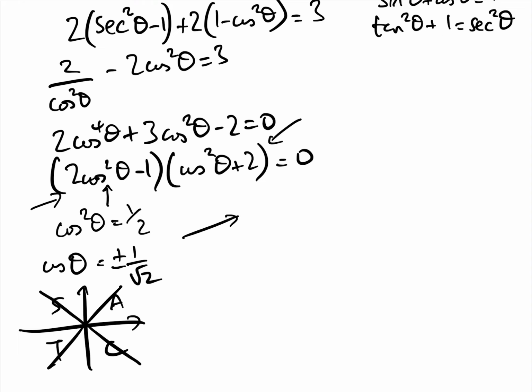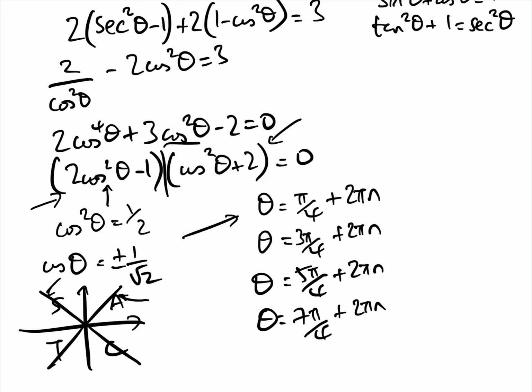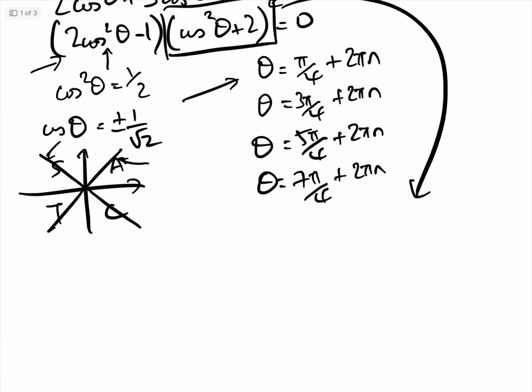and therefore our real solutions are theta is pi over 4 add 2 pi n, where obviously 2 pi n is going round the full circle, or 3 pi over 4 add 2 pi n, 5 pi over 4 add 2 pi n, or 7 pi over 4 add 2 pi n, and they are the real solutions. And to be honest, that's fairly straightforward. Let's go on to this bit, which gives us our complex solutions.